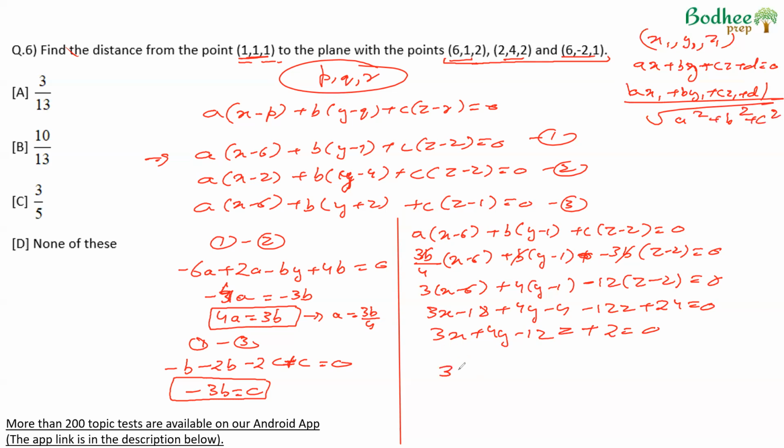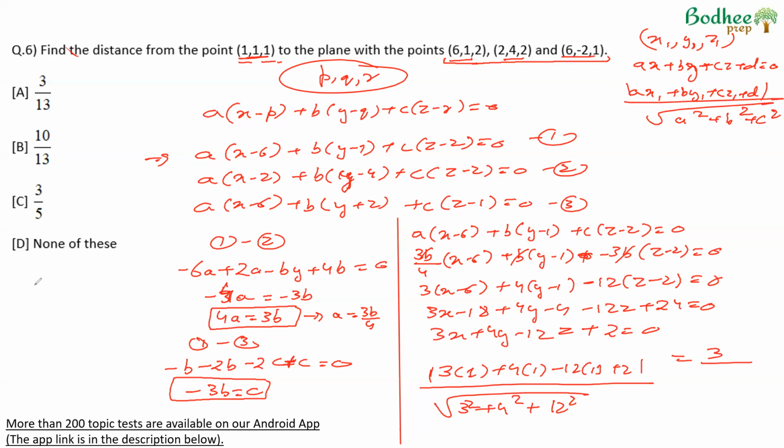A is 3. 3 into 1 plus 4 into 1 minus 12 into 1 plus 2, that is ax1, by1, cz1 plus d, mod, upon root of 3 square plus 4 square plus 12 square. Minus will not matter here. This will give us 3 plus 4, 7 minus 12 plus 2. 7 plus 2 is 9, minus 12 is minus 3. Mod of minus 3 is 3.